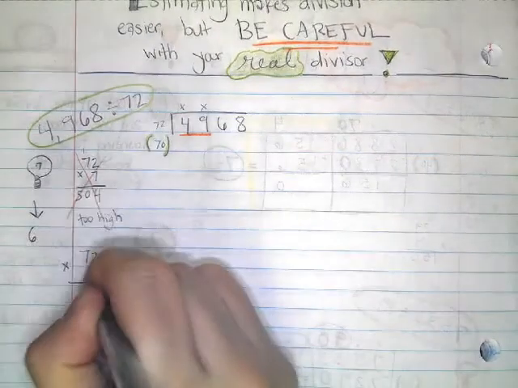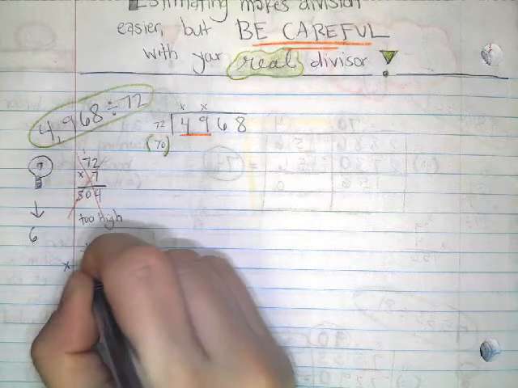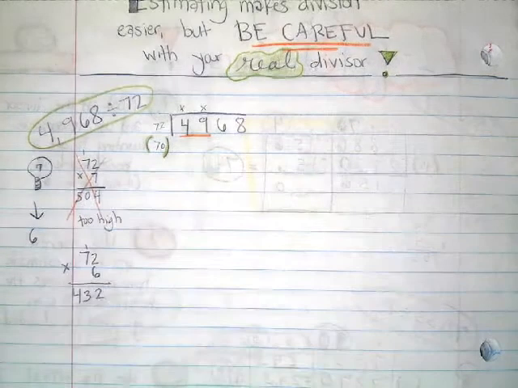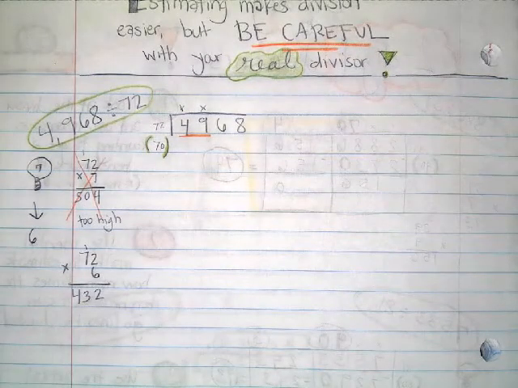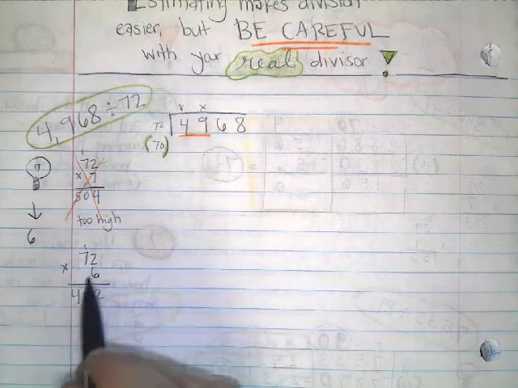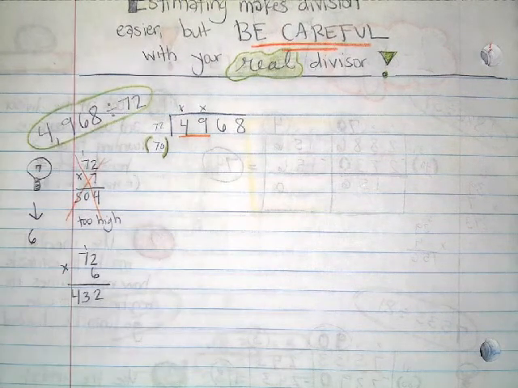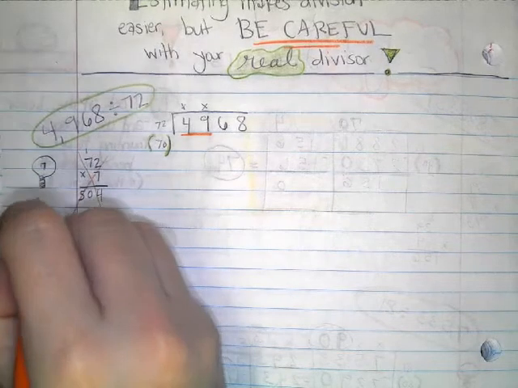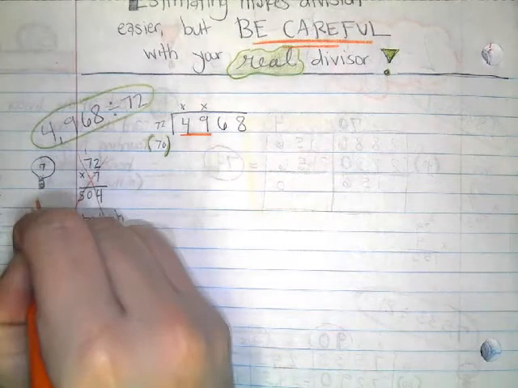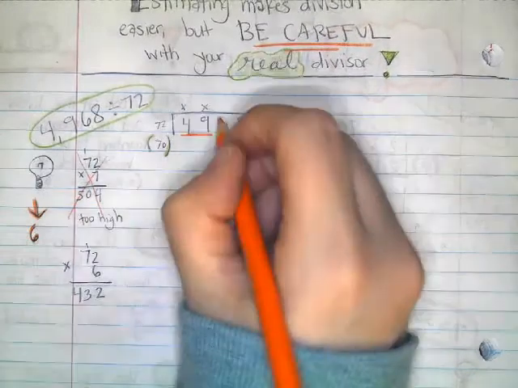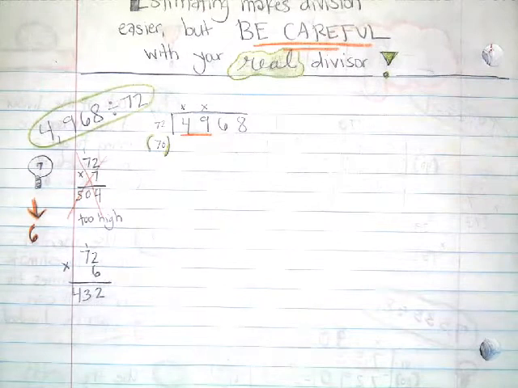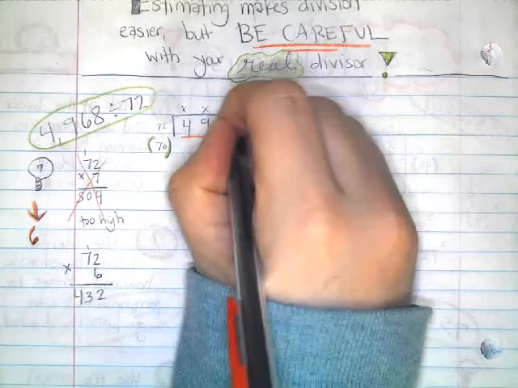Multiply those together. And that number isn't too high. So the correct answer in the quotient line is 6. I'm going to show in orange that I went for my light bulb and changed to 6, and that's the number that I will use is 6.